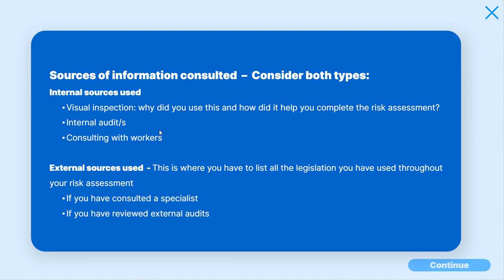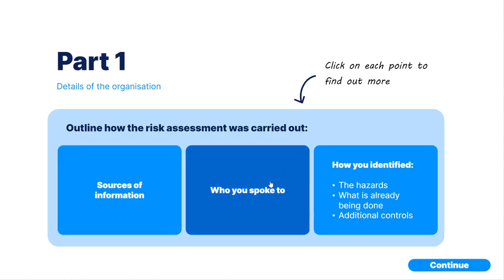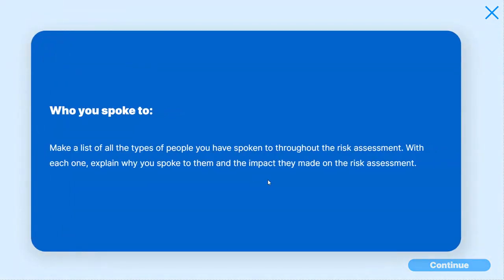External sources used. This is where you have to list all the legislation you have used throughout your risk assessment. If you have consulted a specialist. If you have reviewed external audits. Who you spoke to. Make a list of all the types of people you have spoken to throughout the risk assessment. With each one, explain why you spoke to them and the impact they made on the risk assessment.